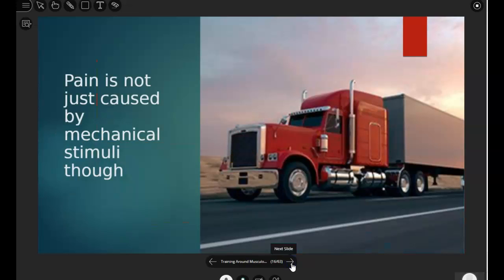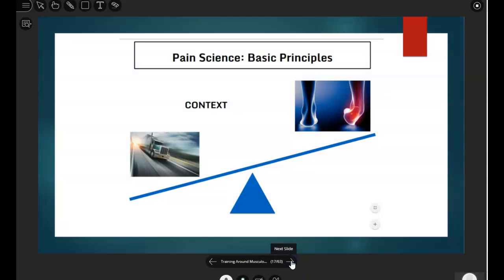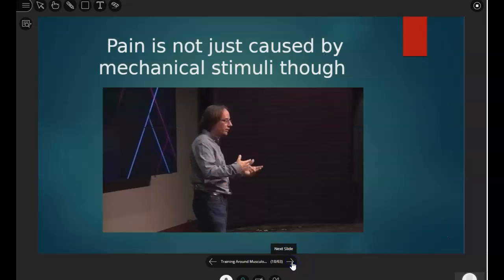But I just want to add that pain's not just caused by mechanical stimulus. Pain is also caused by our perceptions of incidences. A good example of that is imagine that you stubbed your toe, and that would obviously hurt really, really bad. But then imagine that you stubbed your toe, but then you looked up and there was a giant truck coming at you. You wouldn't experience pain in that situation because it's context specific. So pain is contextual.